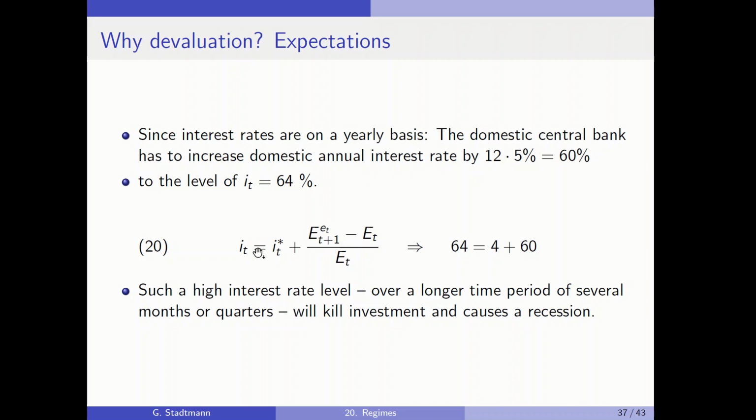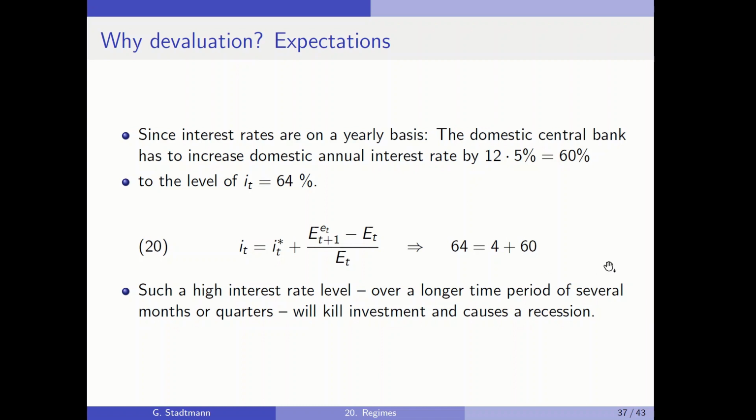Then, once more, the UIP condition holds in the following form. The domestic interest rate is at the level of 64%, the foreign interest rate is at the level of 4%, and there are exchange rate expectations of 60% within the next year.